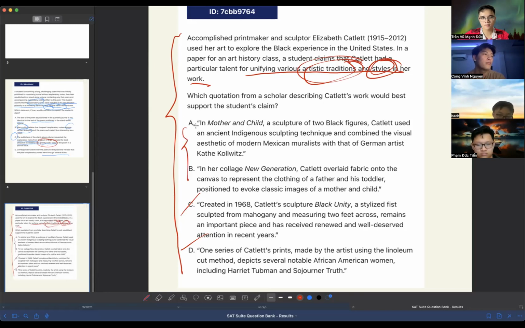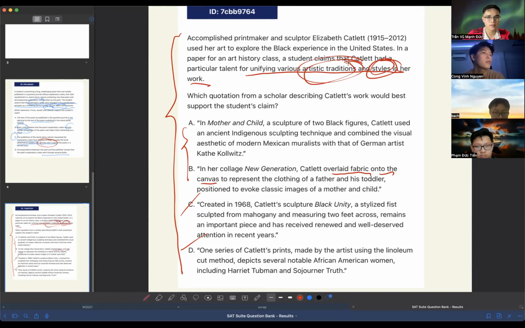What makes you puzzled over A and B? What's keeping you off? In the insights it is said that she used ancient indigenous techniques and combined the visuals. And in the other answer it is that she overlays fabric onto the canvas to represent the clothing of a father and toddler. So I'm not sure. Can you find me which one talks about various traditions and various styles? Is it A or B?